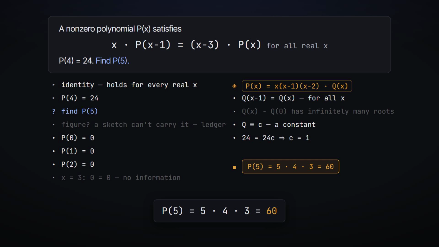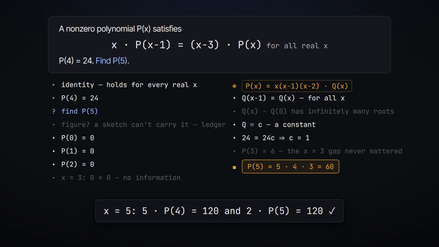And I don't trust an answer I haven't tested, so put x equals 5 into the original identity. Both sides land on the same number. It holds.